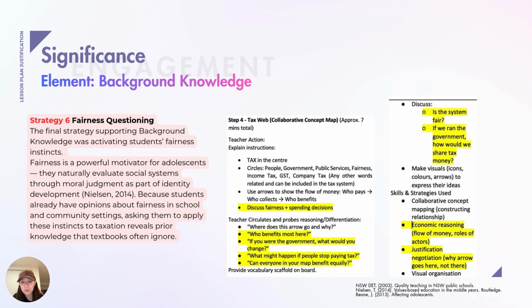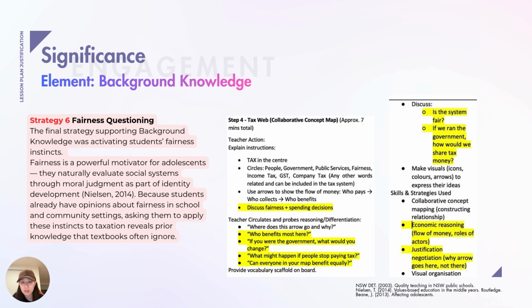So the final strategy supporting background knowledge was activating students' fairness instincts. After mapping, I posed questions like, is the system fair for everyone? Should rich people pay more? Who benefits most? So fairness is a powerful motivator for adolescents. They naturally evaluate social systems through moral judgment as part of identity development.